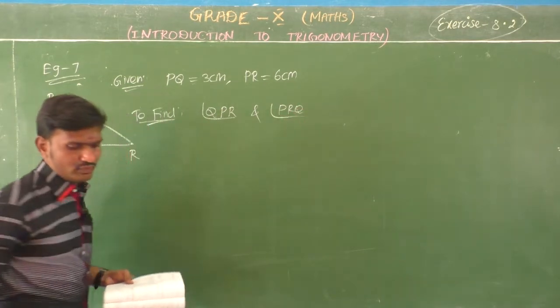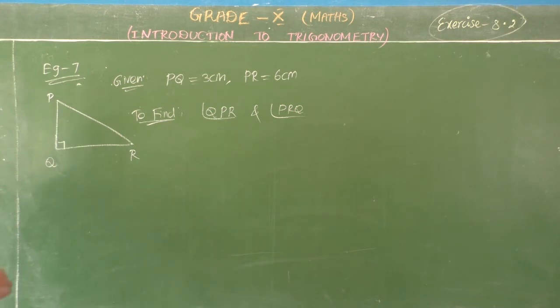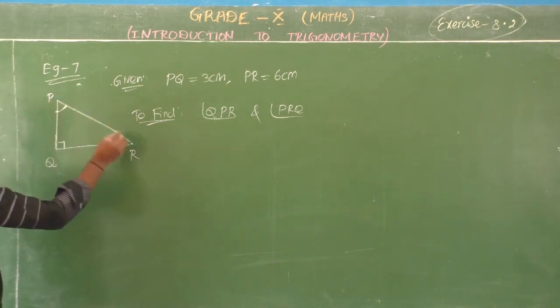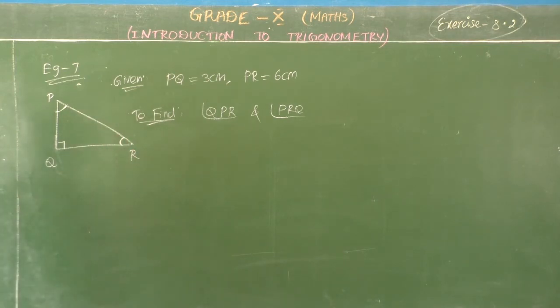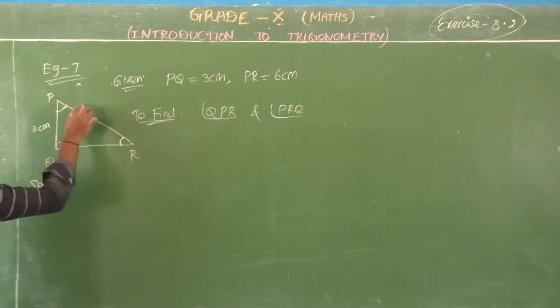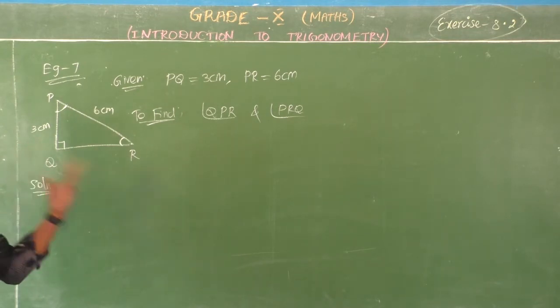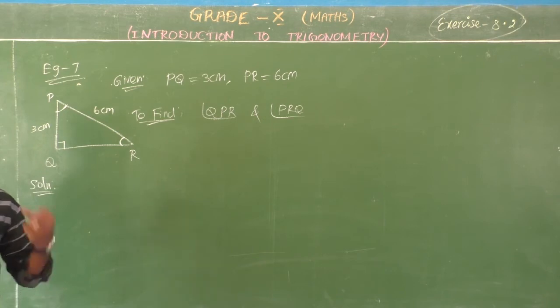PRQ. This is a right angle at Q only, so the remaining two angles, the angle P and the angle R, you are going to find now. It is a very simple task. What is given? PQ is equal to 3 centimeter, and PR, the hypotenuse, is 6 centimeter. Now I am going to take any ratio, from sin to cot, anything you have to take to find the angle.